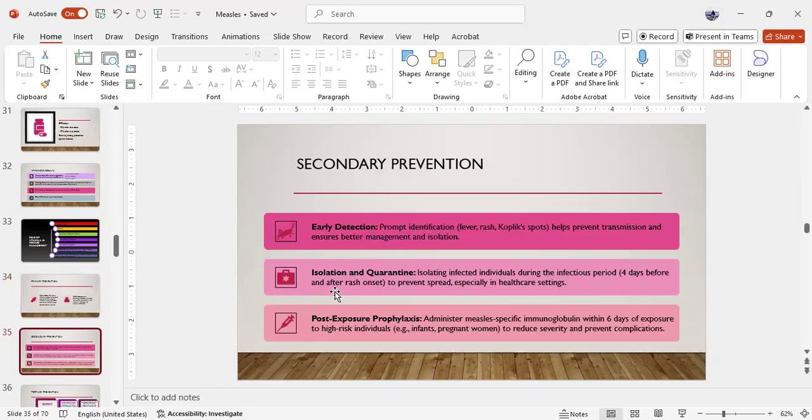Secondary prevention involves early detection of the fever, rash, Koplik spots that helps prevent transmission and ensures better management and isolation. Isolation and quarantine of the affected individuals during the infectious period, that is 4 days before and 4 days after the rash, to prevent spread, especially in healthcare settings. And then post-exposure prophylaxis that involves administration of measles-specific immunoglobulin within 6 days of exposure to high-risk individuals that reduces severity and prevents complications.